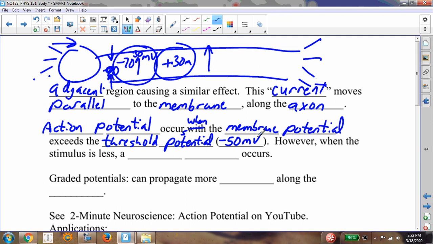However, when the stimulus is less, a graded potential occurs. And the graded potential propagates much more slowly along the axon. And it depends, what is the stimulus? Does the stimulus warrant a very quick response? If it does, then you get the action potential. If not, you get the graded potential.